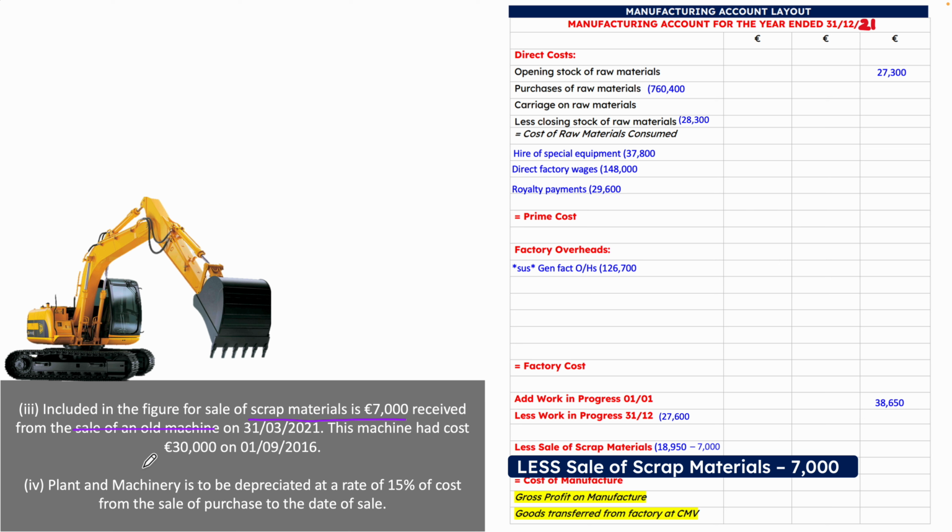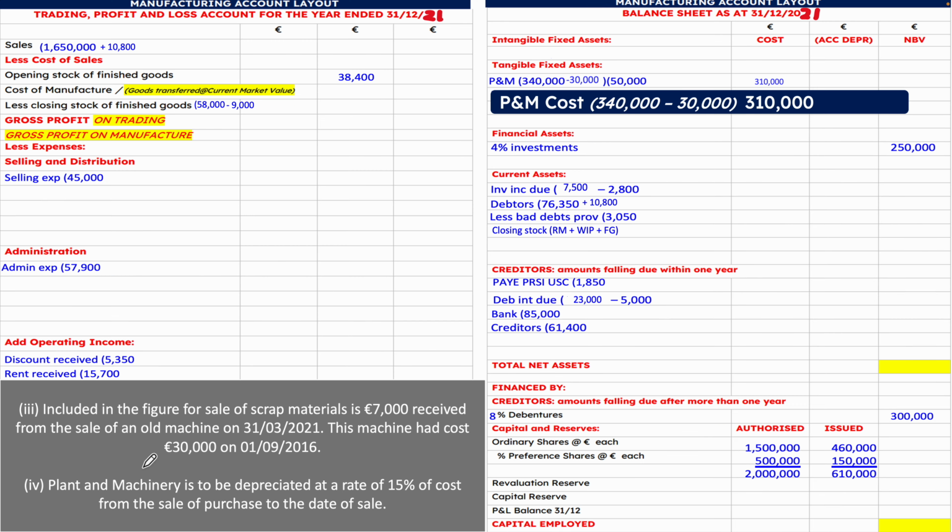So we're going to minus that 7,000 from the sale of scrap materials, okay? So it's both revenue accounts, so to take it out, we just minus it. Now, the machine had cost 30,000 on the 1st of the 9th, so we're going to take that 30,000 from the cost of the plant and machinery at the end of the year there in the balance sheet. So we're going to minus that 30,000. So now our plant and machinery costs 310. So at the start of the year, they cost 340. We got that from the trial balance figure, and now it's 310. So we've got that after we sold the machine.